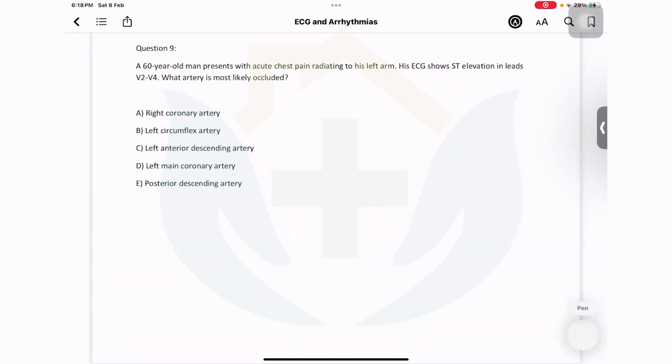A 60-year-old man presents with chest pain radiating to the left arm. ECG shows ST elevation in leads V2 to V4. Which artery is occluded?